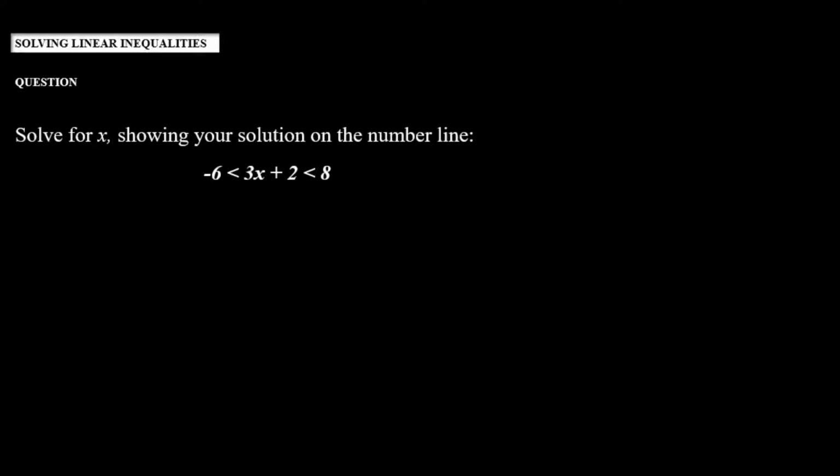So for example, here, notice in this question, we want to solve for x, showing our solution on the number line. Minus 6 is less than 3x plus 2 is less than 8. So this is telling us that the expression 3x plus 2 is between the values of negative 6 and 8. So it must mean that x is in the same place, right?